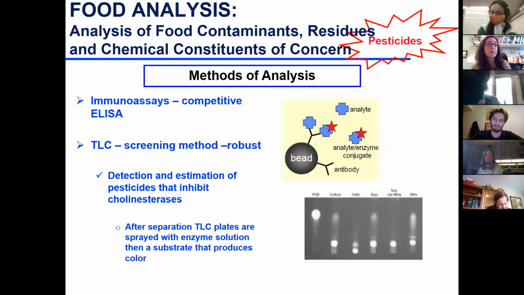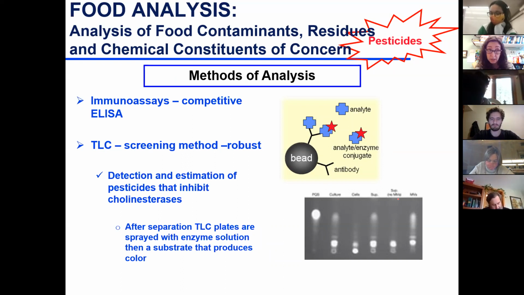For immunoassays, since pesticides are small in molecular weight, you have to remember we use competitive ELISA. You do not use sandwich ELISA or indirect ELISA. That does not work for small compounds. You have to do the hapten, which we talked about last Friday.